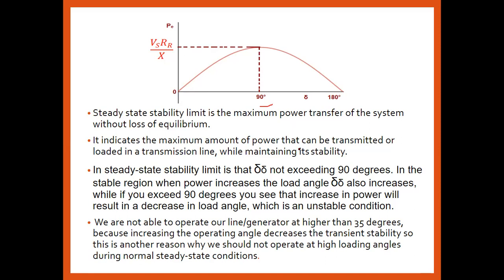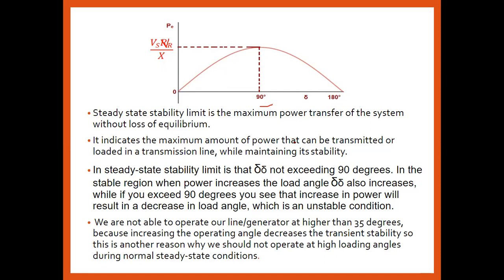Thus it indicates the maximum power that can be transferred to the load while maintaining stability. Here Vs and Vr upon X give the maximum power at the angle delta, where delta is the load angle, and P is the power that can be transferred from 0 to 180. The steady state stability limit is not exceeding 90 degrees. If it goes above 90, the system becomes unstable, synchronization is affected, and the system will have trouble whenever a fault occurs.